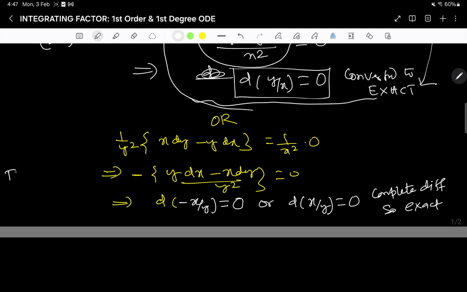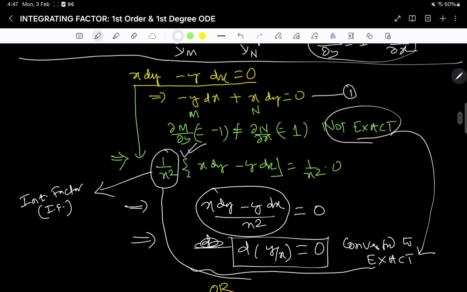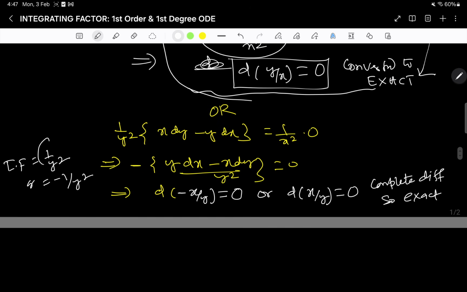So what is the integrating factor here? The integrating factor is 1 by y square, or I can say the integrating factor is minus 1 by y square. So you see, is it unique? We get two integrating factors. This is one integrating factor, and this is another integrating factor. A constant multiple of this is also another integrating factor.